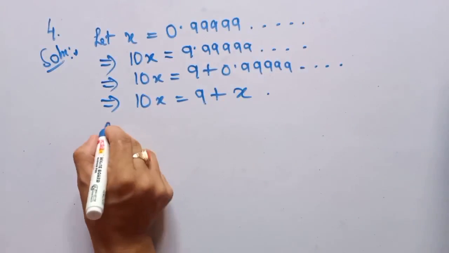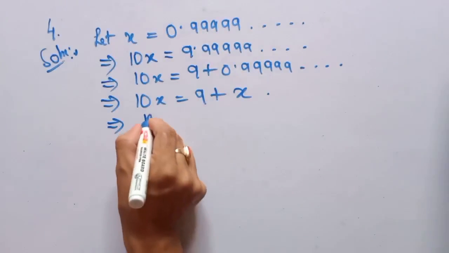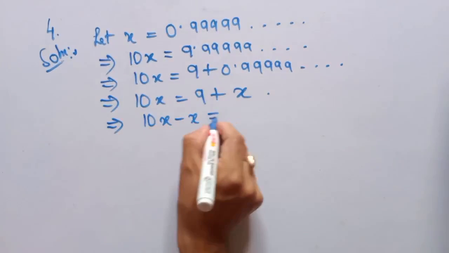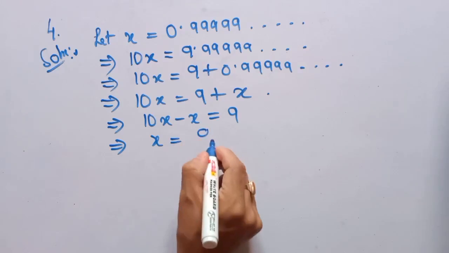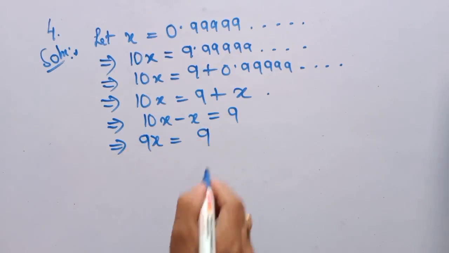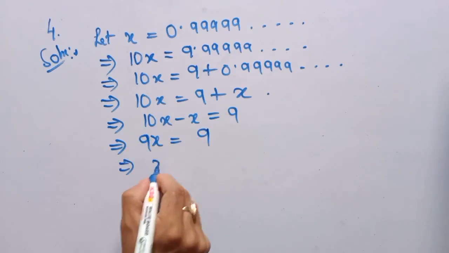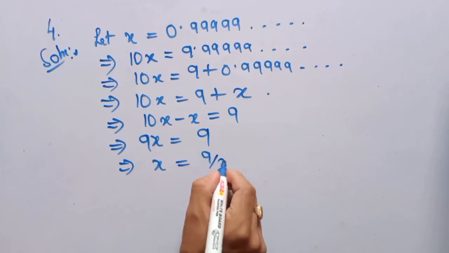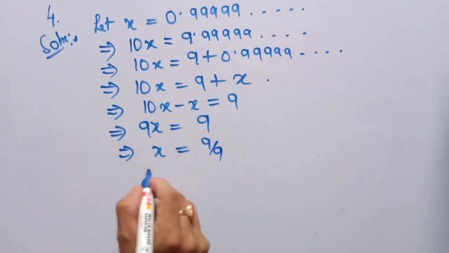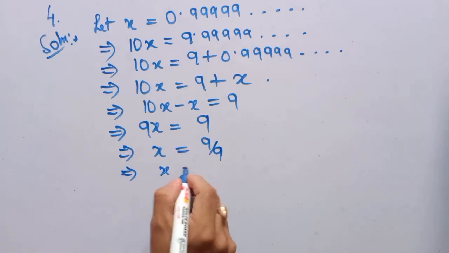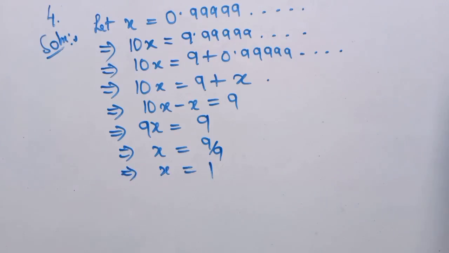Now we will solve this equation. So 10x minus x equal to 9, 9x equal to 9 implies x equal to 9 by 9, therefore x equal to 1. Here we get the number 1 is our answer for the given number 0.9999.